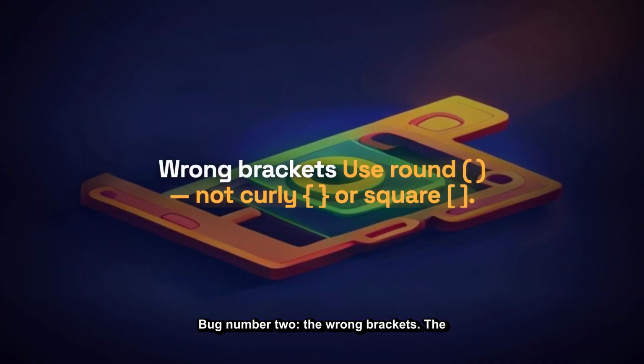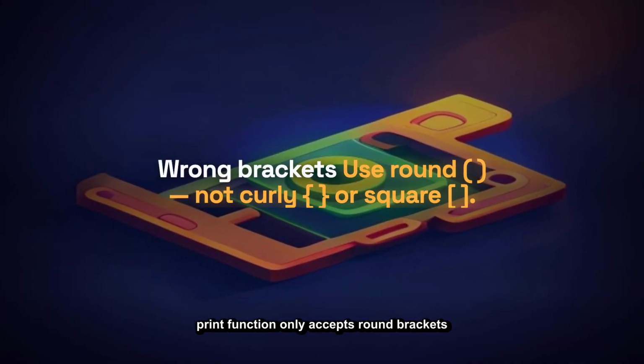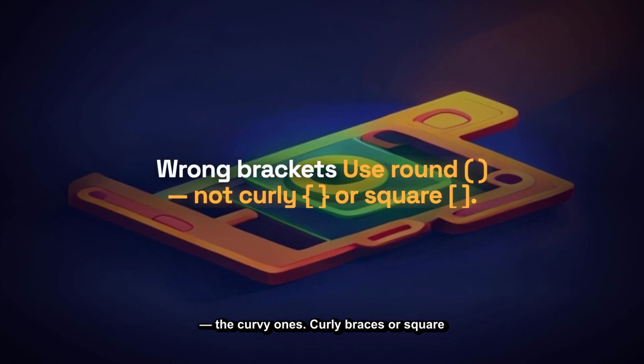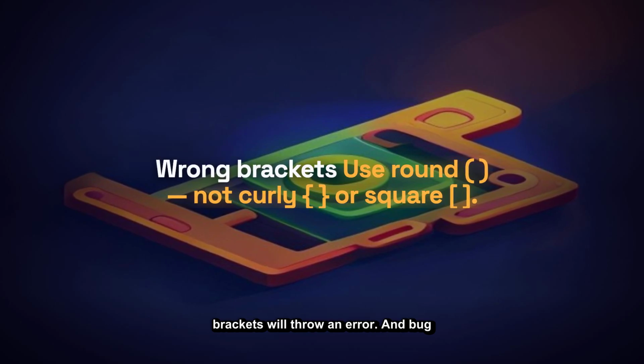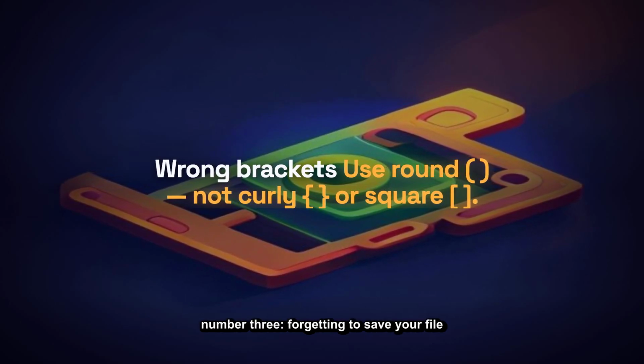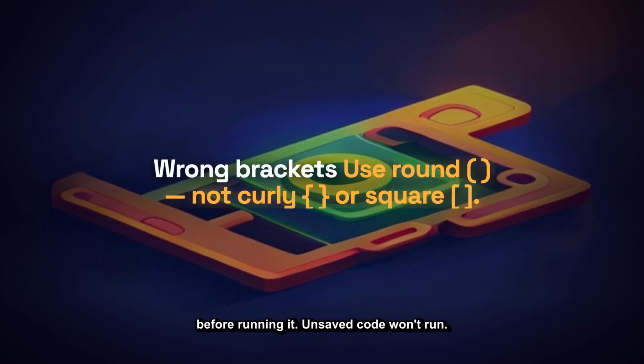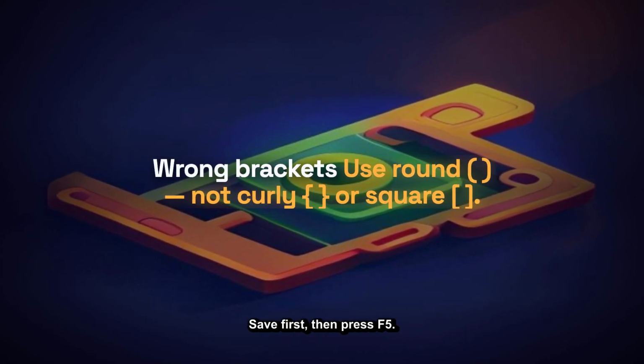Bug number 2, the wrong brackets. The print function only accepts round brackets, the curvy ones. Curly braces or square brackets will throw an error. And bug number 3, forgetting to save your file before running it. Unsaved code won't run. Save first, then press F5.